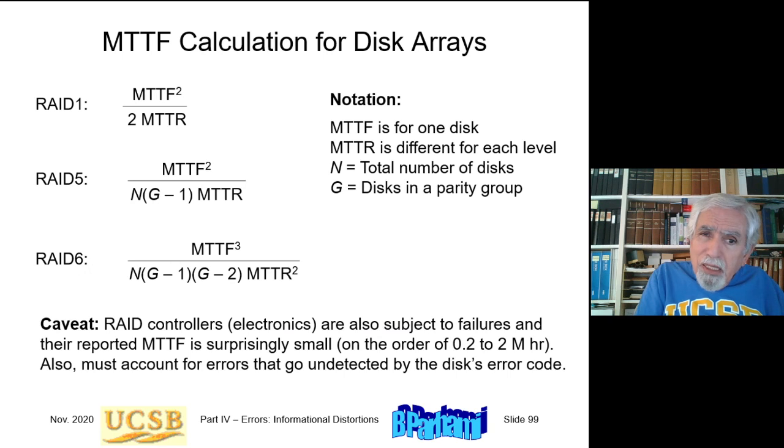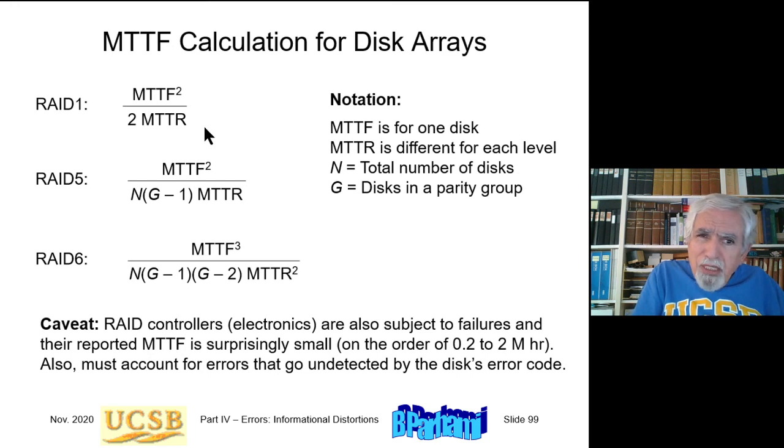Finally, I show you, without proof, these MTTF calculations for disk arrays. For RAID 1, MTTF and MTTR are the numbers for a single disk. So if a single disk has MTTF, mean time to failure, and MTTR, mean time to repair, then these formulas can be used to determine the MTTF. They're not hard to prove. For RAID 1, RAID 5, and RAID 6. These are the ones most commonly used nowadays.